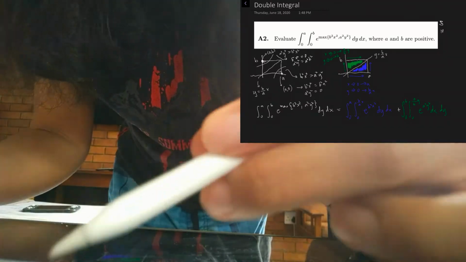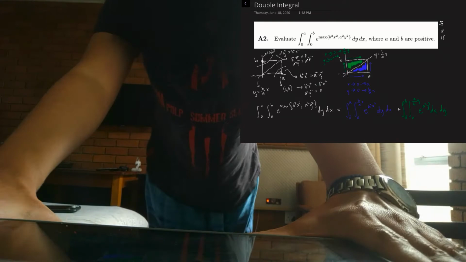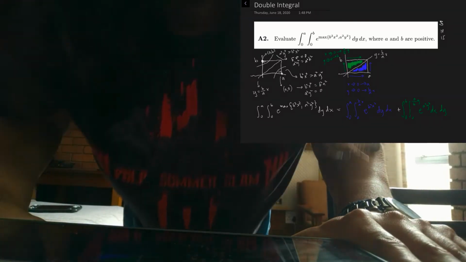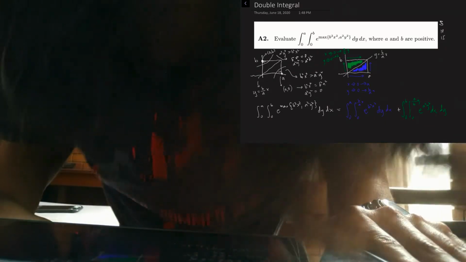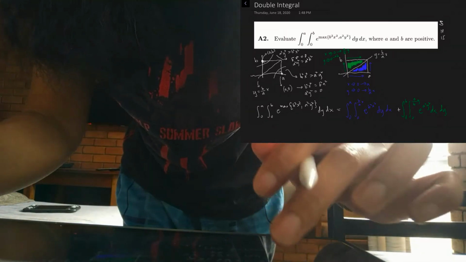Okay, so we're now at number 10. Let's do 15. 11, 12, 13, 14, 15. Okay, let's proceed with the integration.